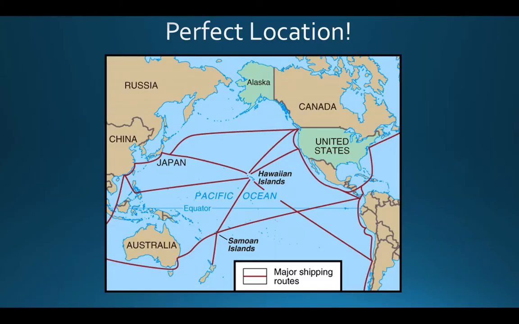I think this map really shows why the Hawaiian Islands are so incredibly important in the Pacific, right? It's a perfect location. There's this large group of islands. You can have a lot of things going on there at once, but it also is perfectly situated for these major shipping routes and trade routes to go anywhere throughout the Pacific.